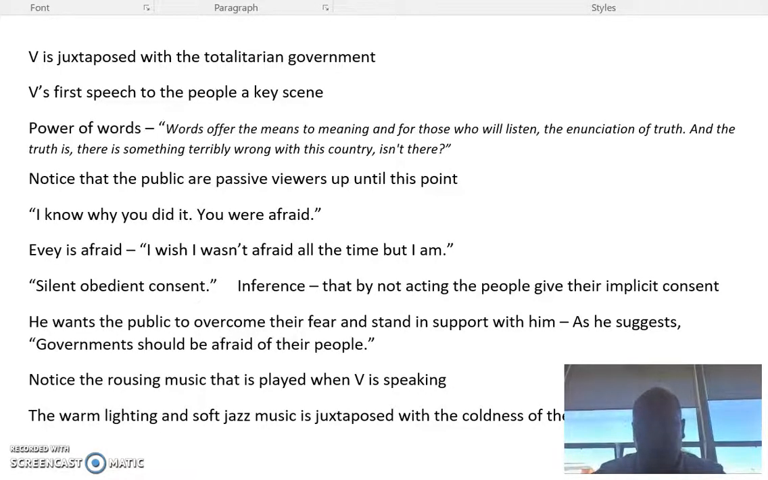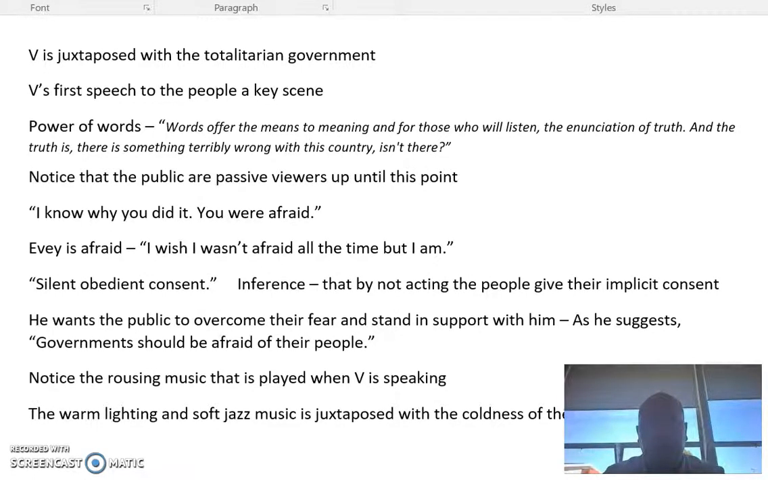And so straight away we see this key idea set up of the balance between the words that the government uses, which are to control, the curfews, what people can and can't do, and V's use of words, which is about getting to the truth. Now, notice up until now the public are presented as passive viewers. We see them a lot sitting on couches watching their TV, which is distinct from how we see them at the end of the film.